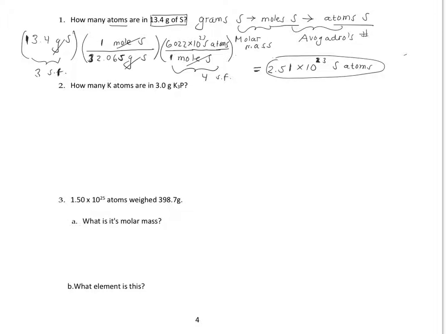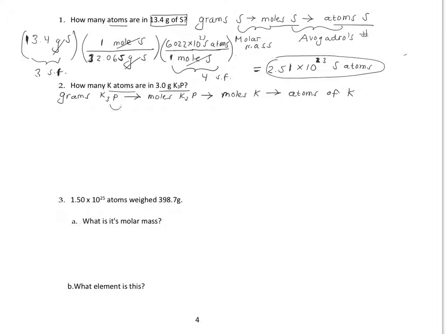In the next example, we have 3 grams of potassium phosphide, and we want to determine the number of potassium atoms. So let's go ahead and write down our pathway for solving this problem. We're going to start off with grams of potassium phosphide, and then we're going to go to moles of potassium phosphide. From moles of potassium phosphide, we're going to go to moles of K. And from moles of K, we're going to reach atoms of K.